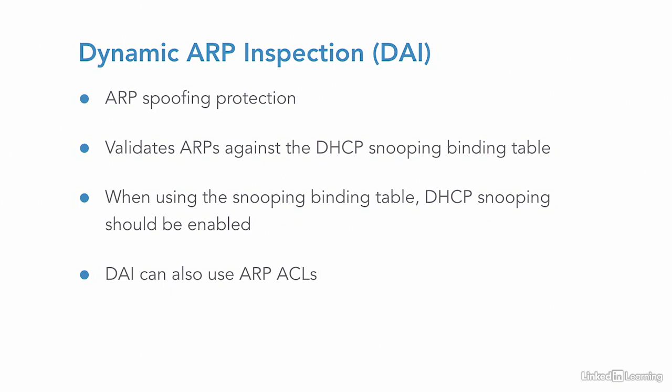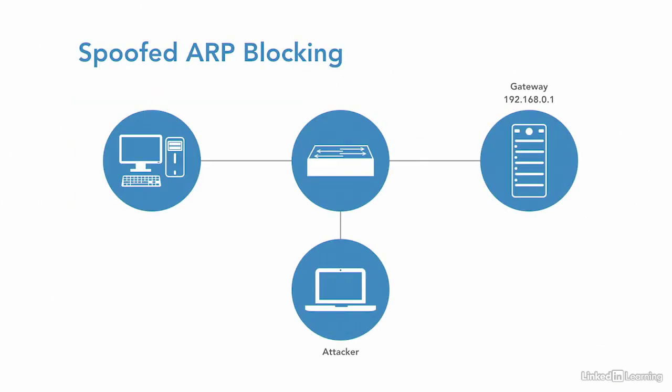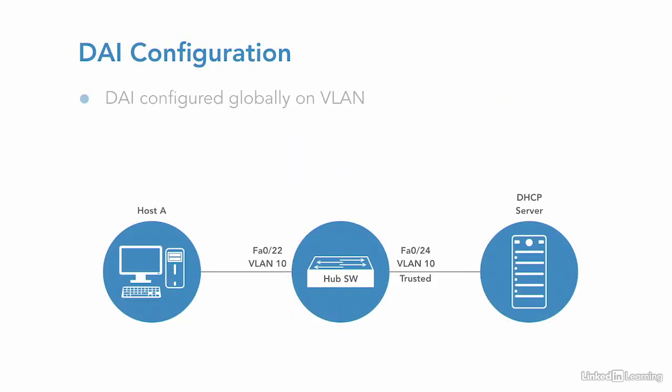Having said that, DAI can also use ARP ACLs in place of DHCP snooping binding. ARP ACLs are statically configured lists of IP to MAC addresses. Since these must be manually maintained, they are not recommended. With DAI correctly implemented, a host can't perform a man-in-the-middle attack by spoofing a gateway's ARPs. I've seen some DOS attacks where a malicious host will reply to every ARP request, which can wreak havoc on a LAN. Like DHCP snooping, DAI is configured globally on a VLAN.